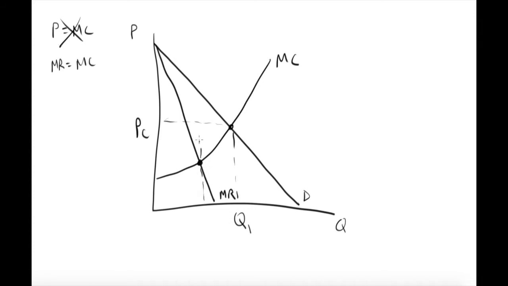And then what we know is that marginal revenue intersects marginal cost here. And therefore, the monopolist would set price right here. And so that would be the price of the monopolist. And this would be Q2.